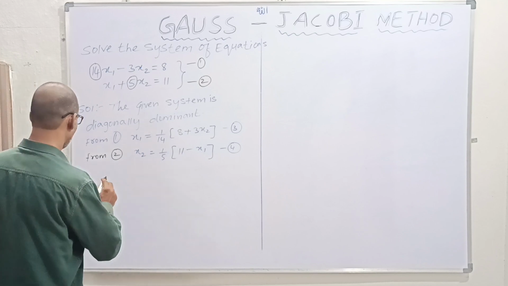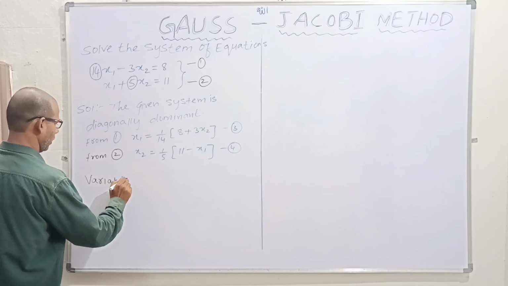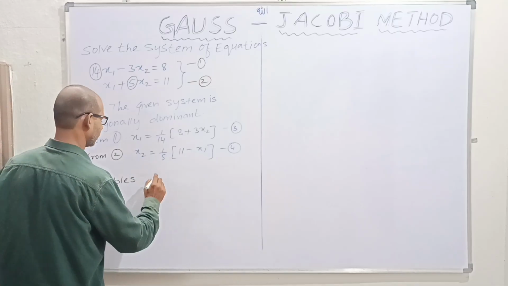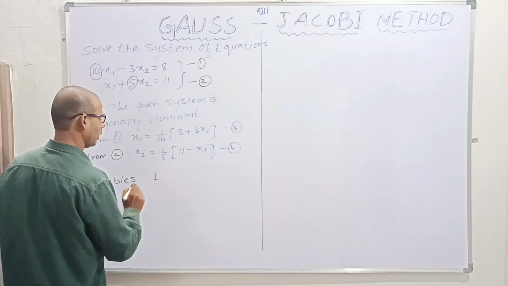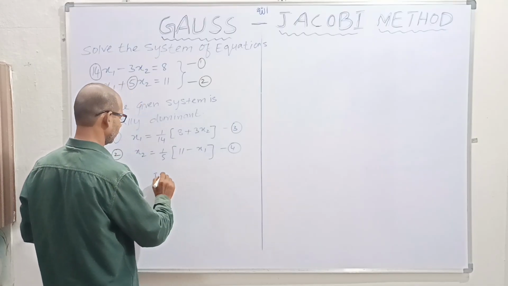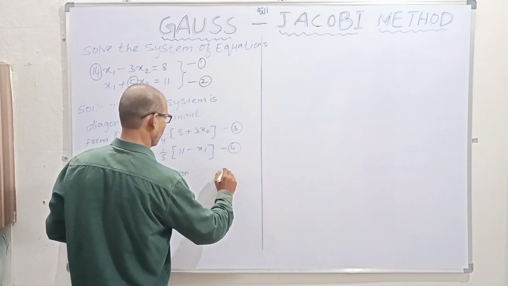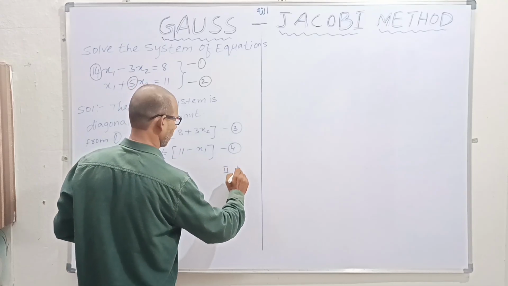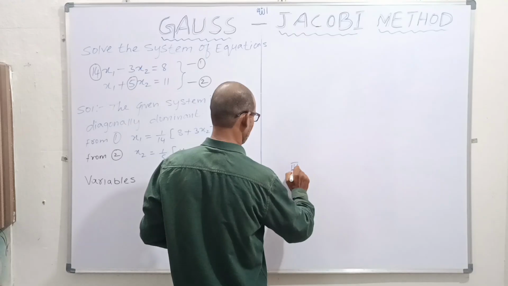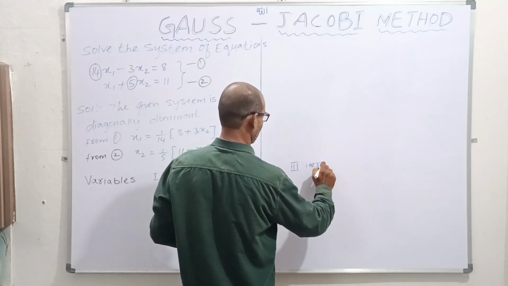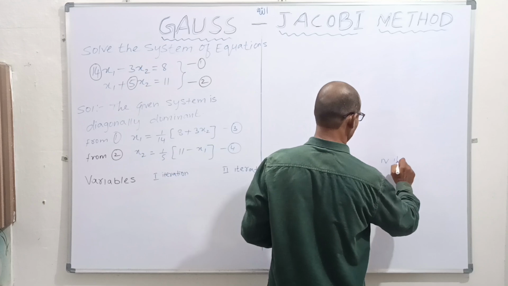Now we will draw a table consisting of the variables, then the first iteration, then the second iteration, then the third iteration, and finally the fourth iteration. Let us see it.